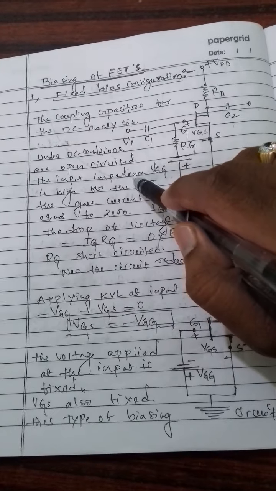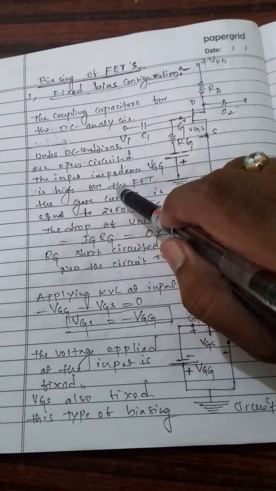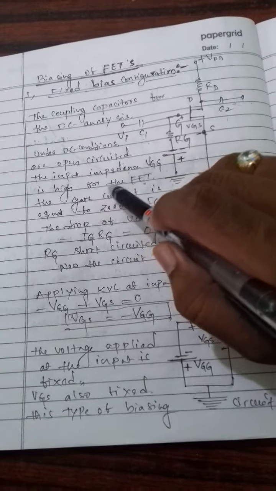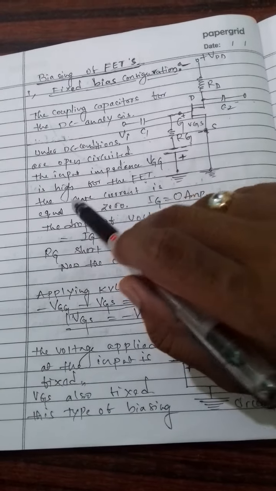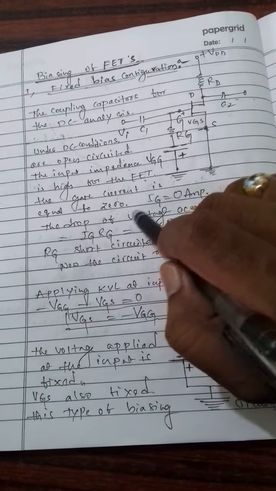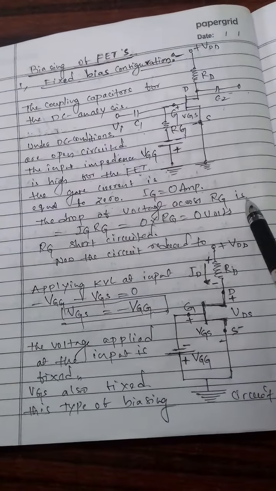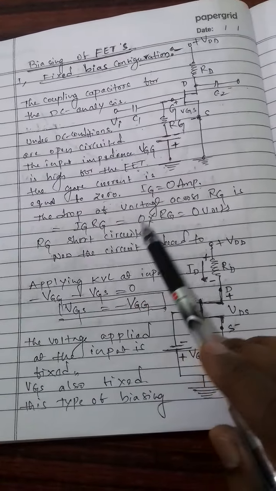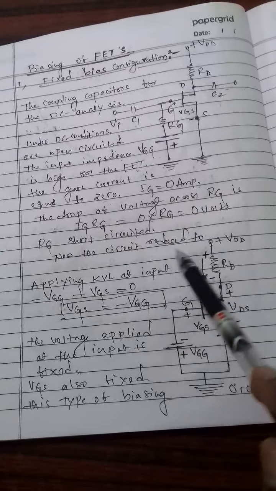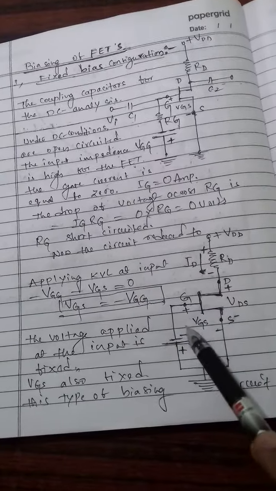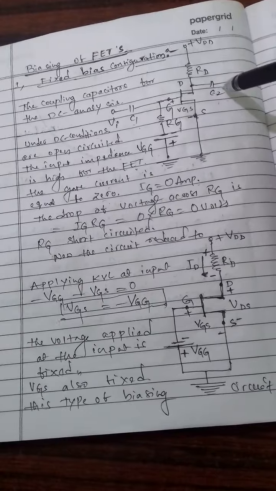The input impedance is high for the FET. The gate current is equal to 0, Ig is equal to 0 amperes. The drop of voltage across Rg is Ig times Rg is equal to 0 volts. Rg is short circuited. Now the circuit is reduced to this, because the coupling capacitors are open circuited under the DC conditions.